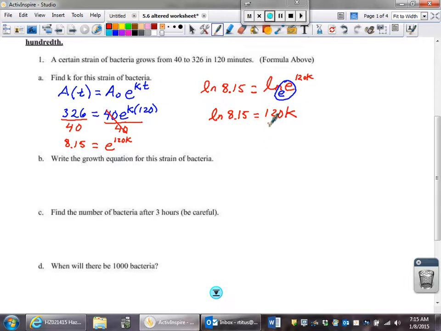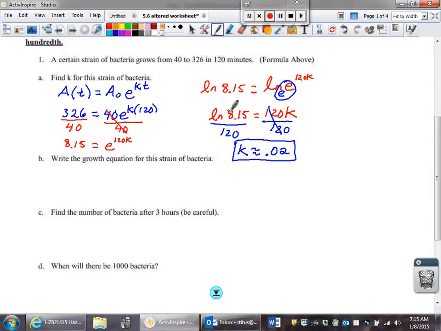So to get K by itself, I'll change colors one more time. I'm going to divide both sides by 120. Sorry, that was our school bell. And when that gets divided and put into the calculator, K ends up being, it says round to 2 decimal places, 0.02. And that is the answer to the first part.